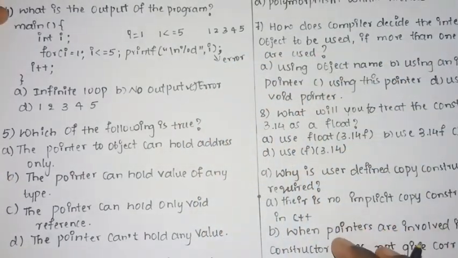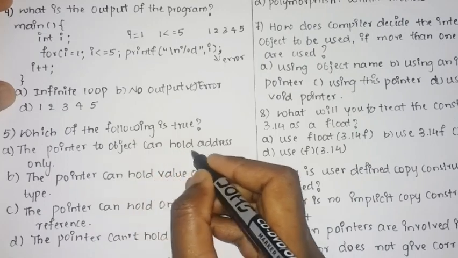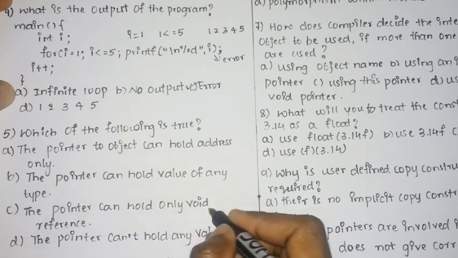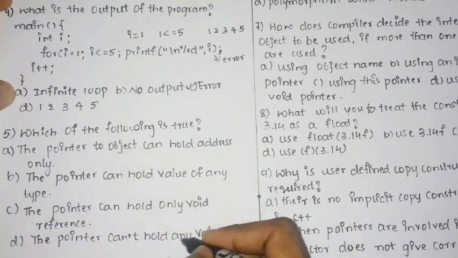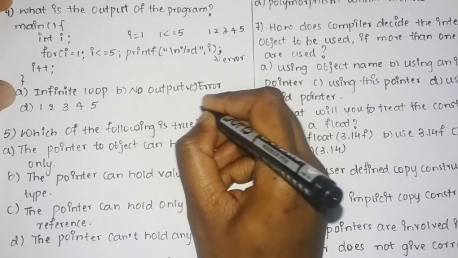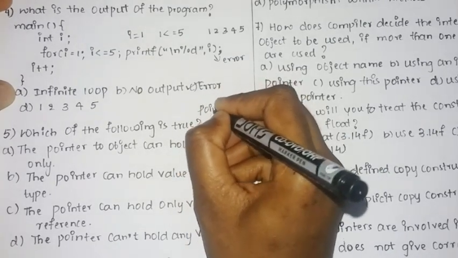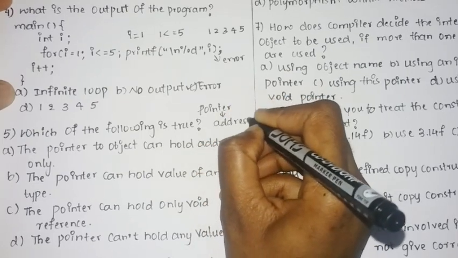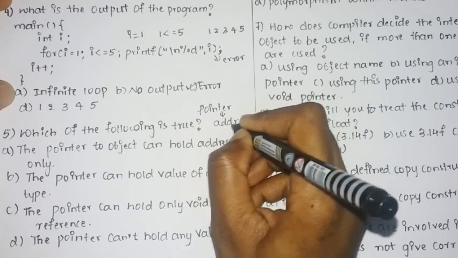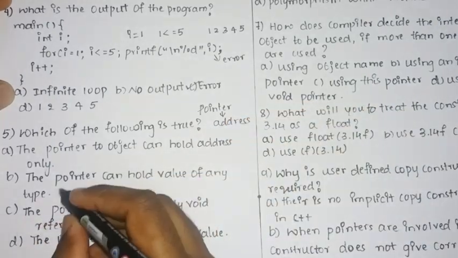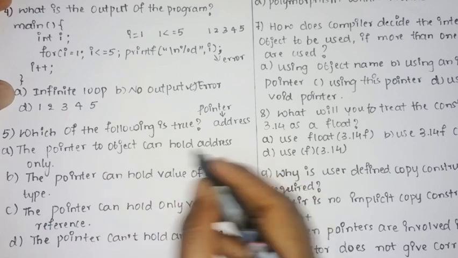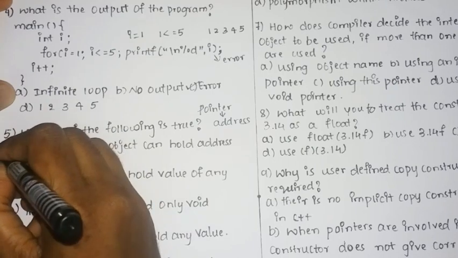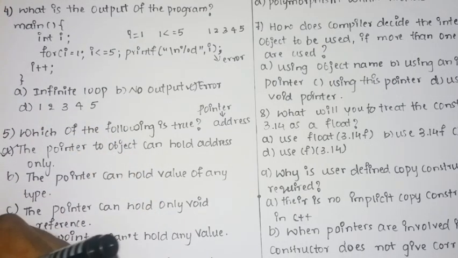So next one is, which of the following is true? The pointer to an object holds the address only. The pointer can hold a value of any type. Pointer can hold only void reference. And the pointer can't hold any value. Whenever you see the word pointer, the main thing that should come to your mind is that a pointer is used to hold the address. Here there are only 4 options and there is no "all" option, so which is the relevant answer? You can say a pointer to an object can hold an address, so option A is the correct answer for this code.